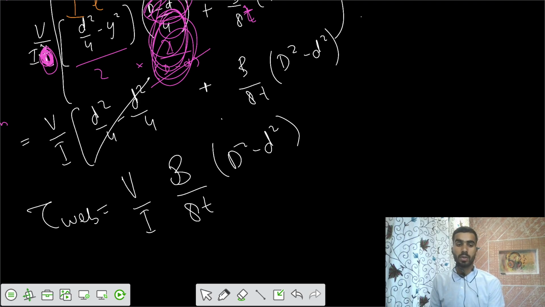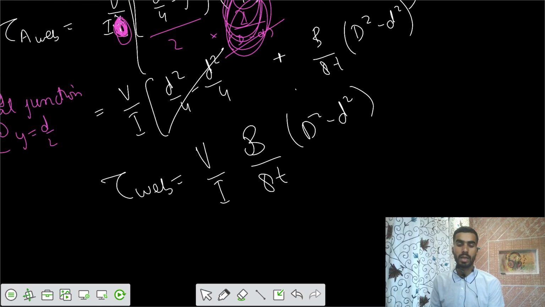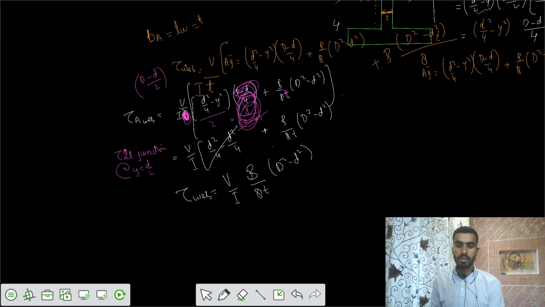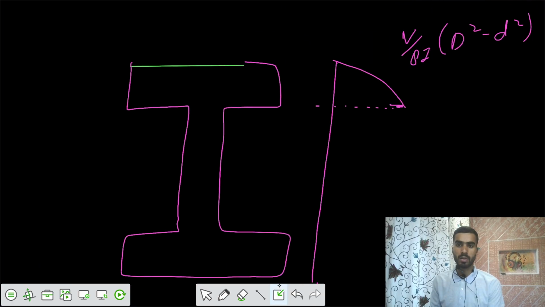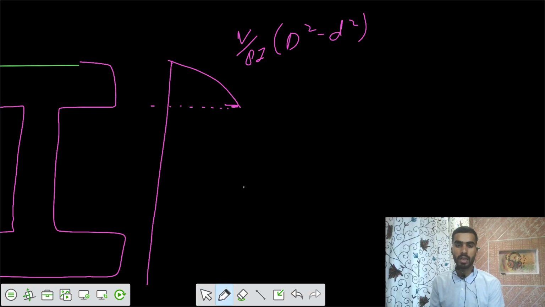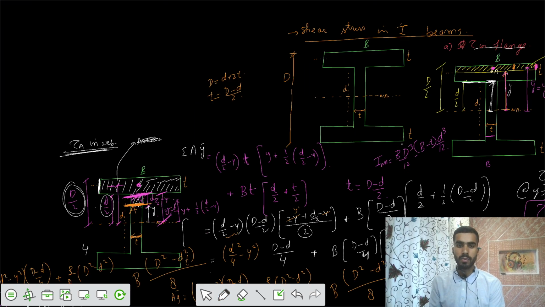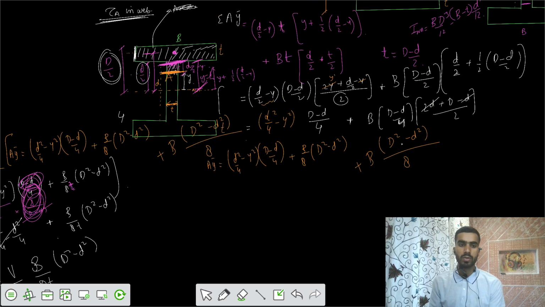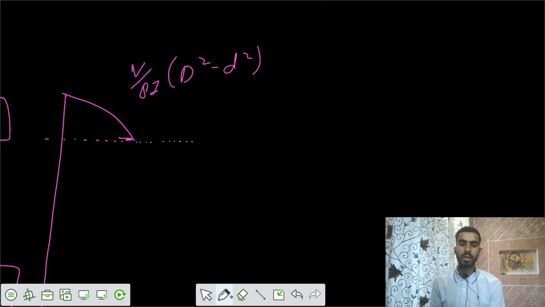If you substitute this value in that variation of shear stress, let's have that shear stress variation that we have already plotted some part. Now after that we have to check what is the value of shear stress just at that junction, but in the web part. So there is some value that we calculated as V by I, b by 8t, d square minus d square.